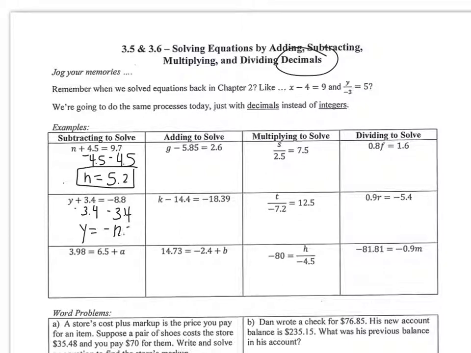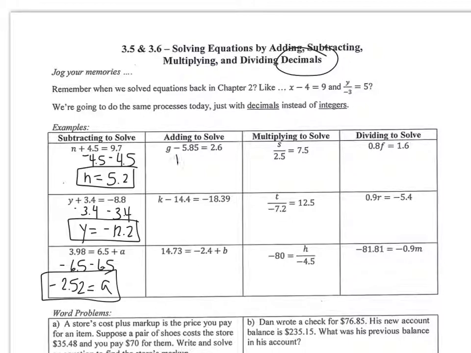And there's your answer. In the last subtracting one, you want to look at the side of A. You're going to subtract 6.5 from each side. So A equals 3.98 minus 6.5, and you get negative 2.52. So you're going to do the same thing that we did last chapter, except the answers are all going to be in decimals, or there's decimals in there.